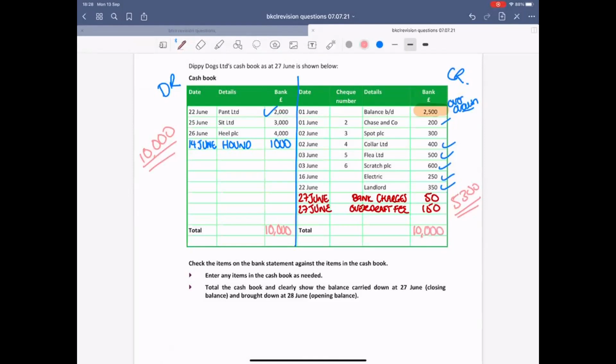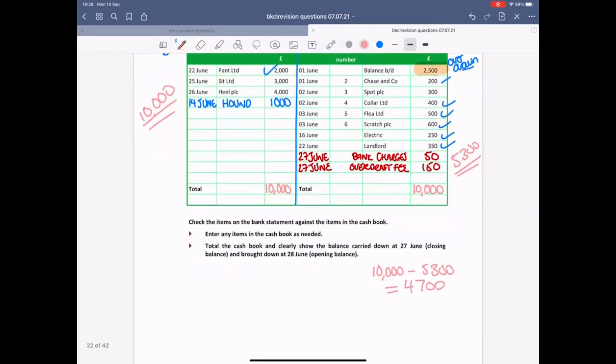And what we do, knowing now that our credit side is the lowest side, we do the difference between the debit and the credit side. So our 10,000 minus our 5,300, that gives us our difference, which is our balancing figure of 4,700.